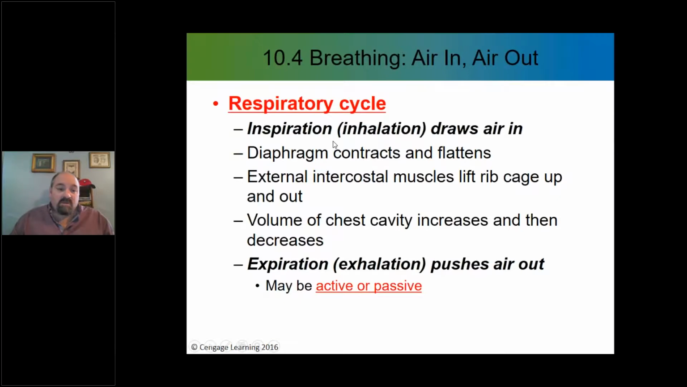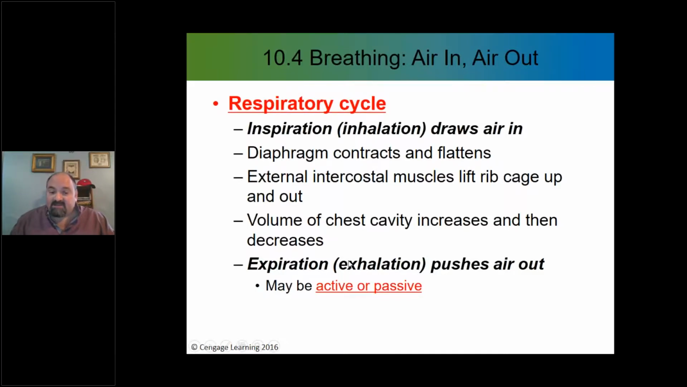With inspiration, we have contraction of the diaphragm and contraction of the external intercostal muscles. The intercostals are between the ribs. So the diaphragm and the external intercostals contract in order to increase the volume of our chest, which in turn will decrease the pressure, which in turn will allow what? Air to enter into our bodies.